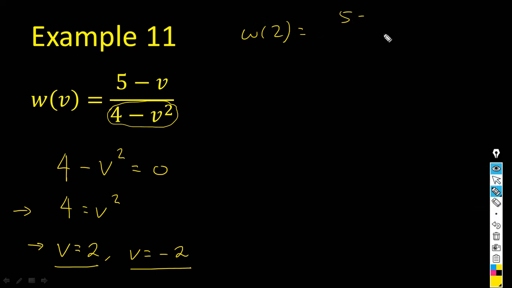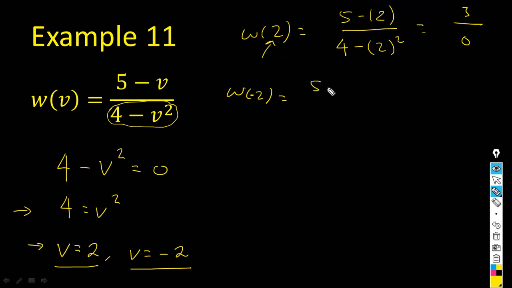If you give this function the number 2, you will have 5 minus 2 over 4 minus 2 squared, and this is going to be equal to 3 over 0. So the function crashes in this number, but it will also crash in minus 2, because we will have 5 minus minus 2 over 4 minus minus 2 squared, and this is going to be equal to 7 over also 0. Make sure that all of this is also equal to 0. Make sure.